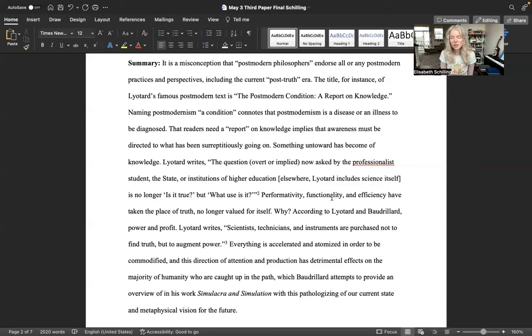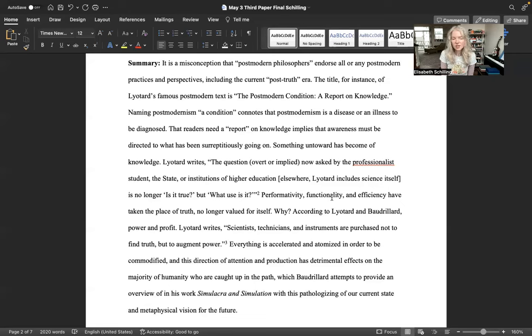Lyotard writes, the question, overt or implied, now asked by the professionalist, student, the state, or institutions of higher education, elsewhere Lyotard includes science itself, is no longer is it true, but what use is it? So this quote is basically addressing post-truth and critiquing it, because I think we can assume that Lyotard would judge this as not being ideal. Performativity, functionality, and efficiency have taken the place of truth, no longer valued for itself.